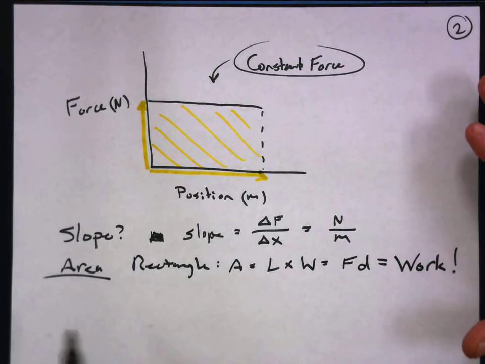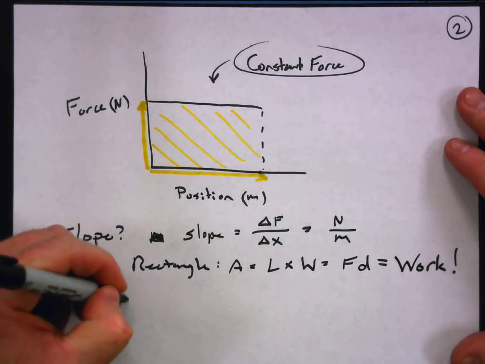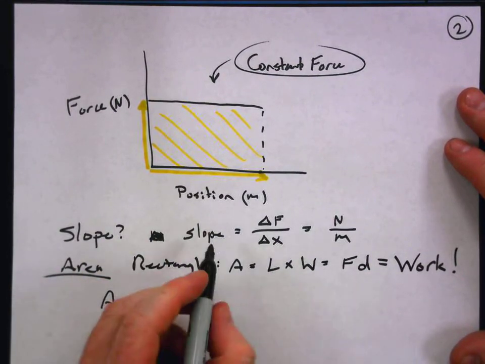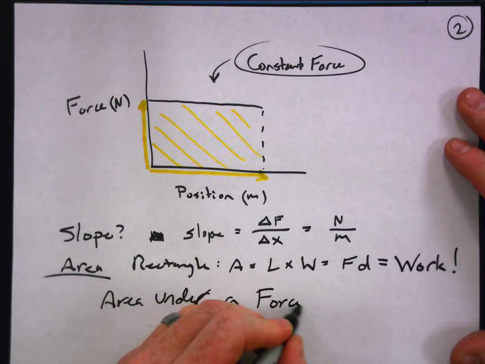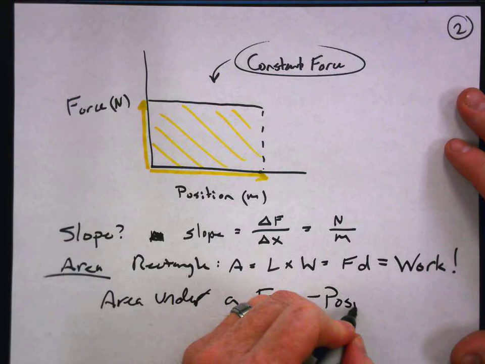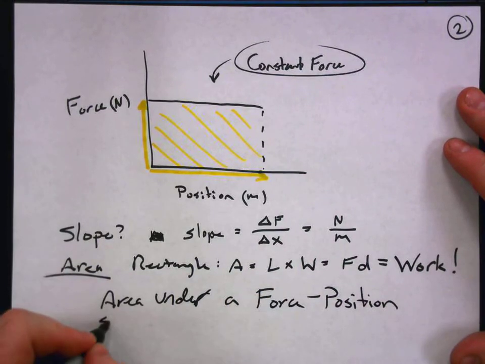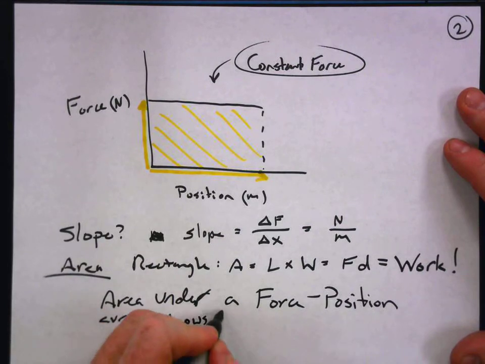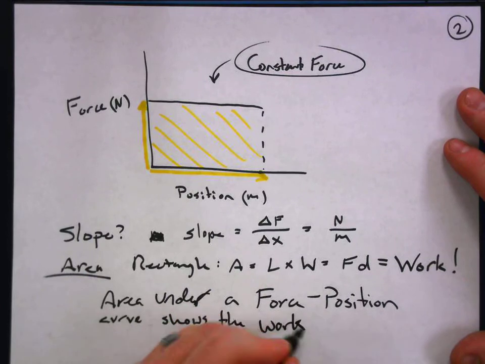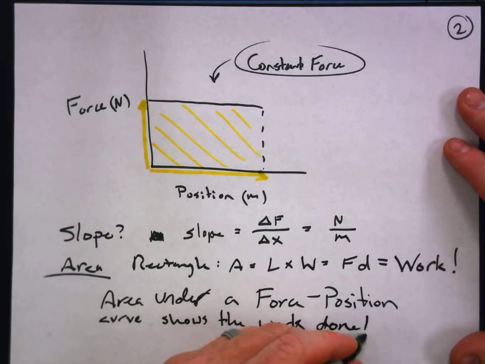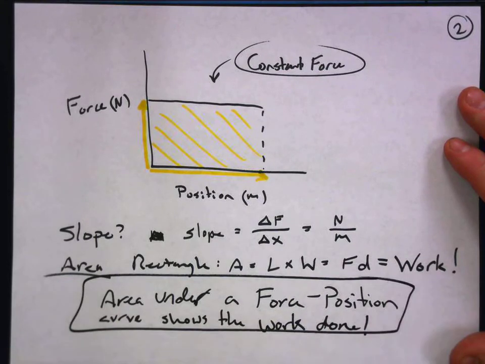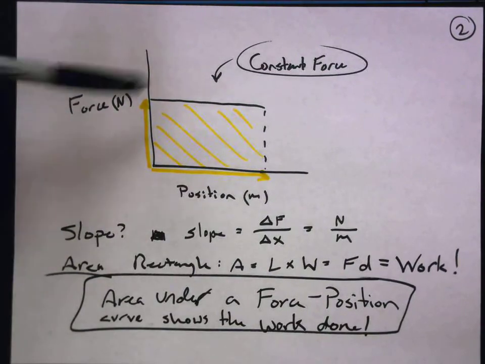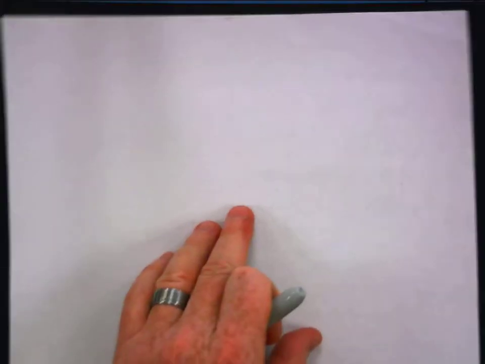Okay, so the area under a force position curve shows or provides the work done. Brilliant. Now, it turns out that's going to be true of any force position curve, even if it's not constant. So that's what we want to look at.